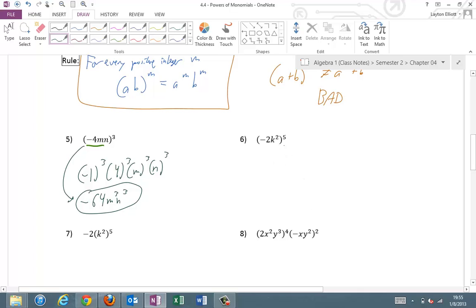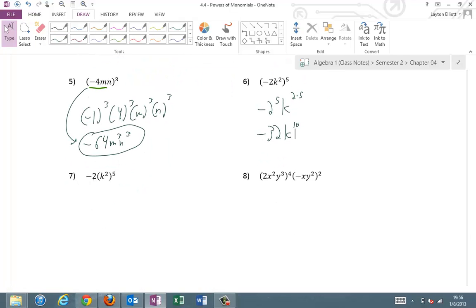Number 6, negative 2 to the 5th power. When I raise negative 2 to the 5th, I know it's going to be negative. I know 2 to the 5th is 2 times 2 times 2. I'm just going to write it like that right now. K squared to the 5th power is a power of powers. That is not k to the 7th, that is k to the 10th. When we raise powers to other powers, we multiply them. So I'm going to write this now as 2 times 5, so I can show work, and then the next step will be negative 32, k to the 10th.